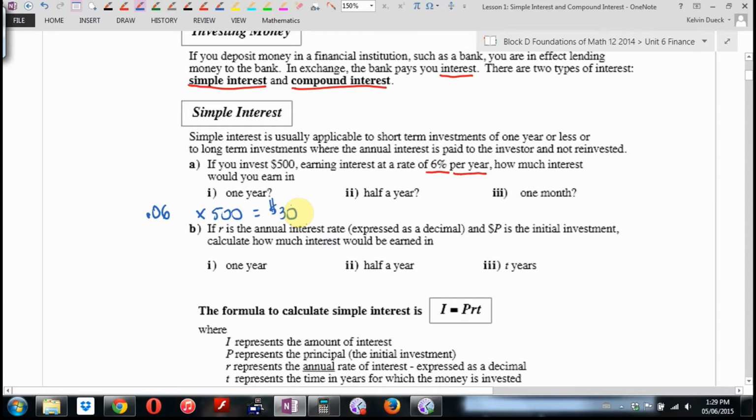So if I earn 30 bucks of interest in a whole year, what would I earn in half a year? Please do this in your head. 15. What would I earn in 1 month? 30 divided by 12. I think I can do that in my head. It's going to be 5 divided by 2. It's $2.50. Double check me. Yeah.